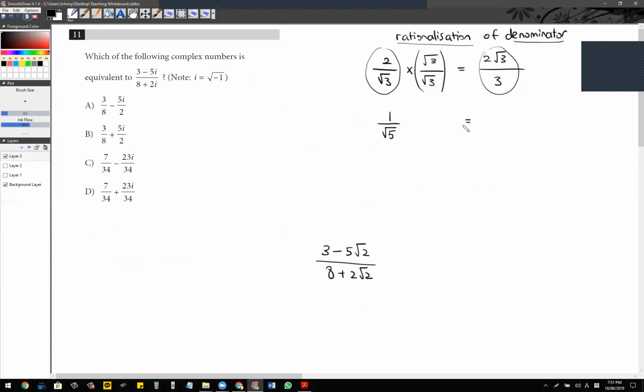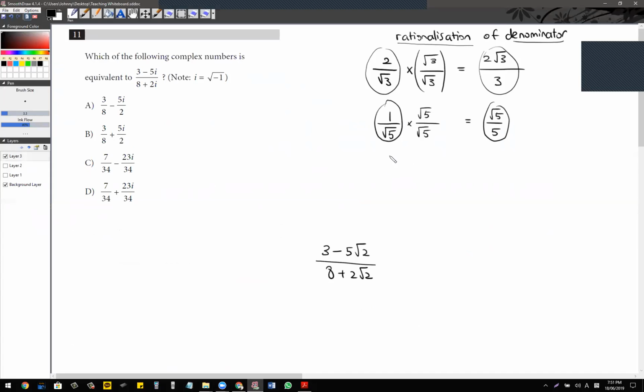Multiply 1 root 5 over 5. So multiply this 5 by over what? Root 5 over root 5. So root 5 over 5. So this is the same thing as this one here.